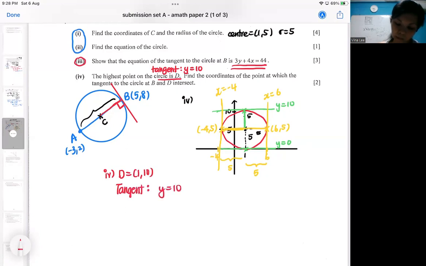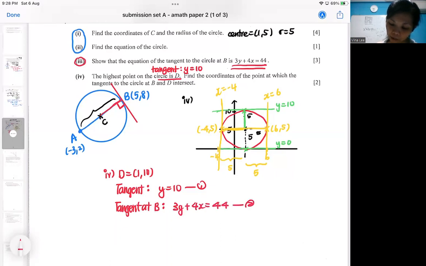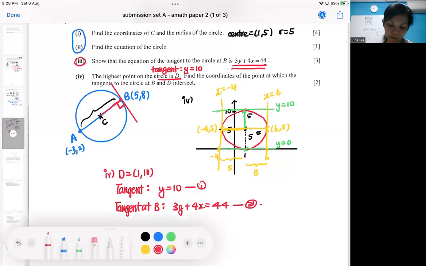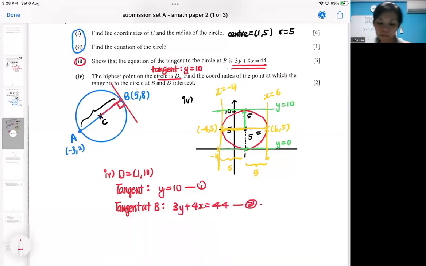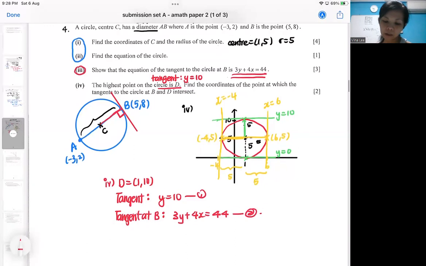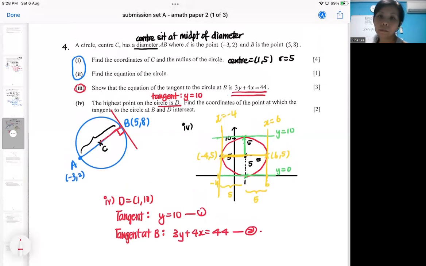This is the part that a lot of people get stuck on. This is going to intersect with the tangent at B, which is the one that you have proved. So you are supposed to do a simultaneous equation. Doing the simultaneous equation is quite easy. You just put y equals 10 inside, and you can solve it quite easily. So you can visualize by doing a little bit of drawing. It helps.